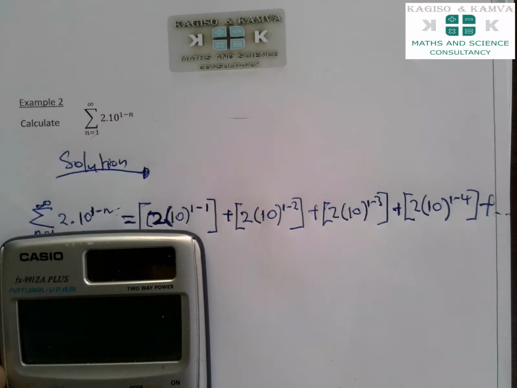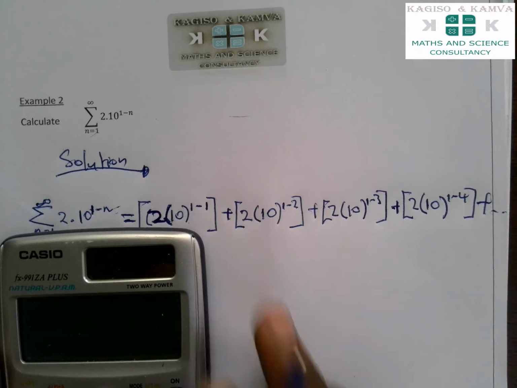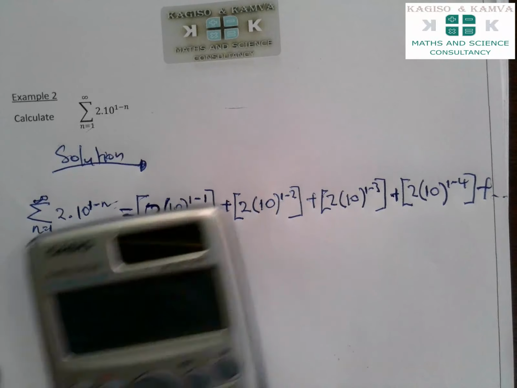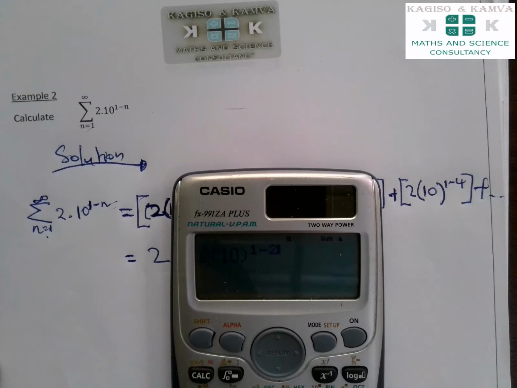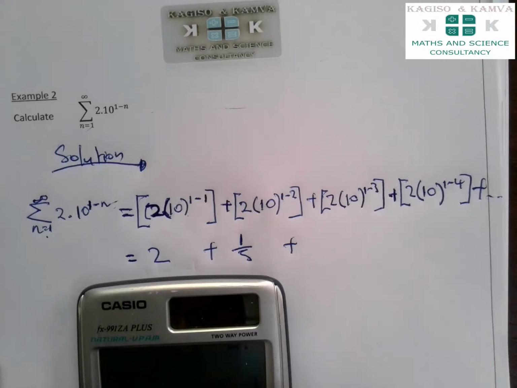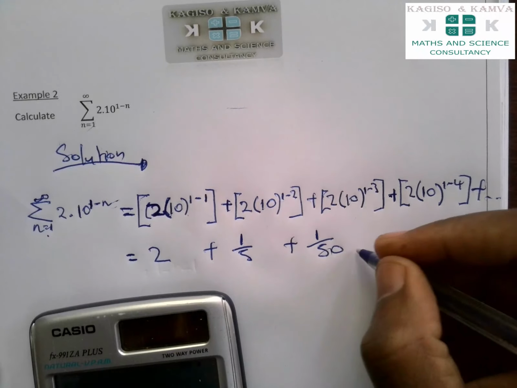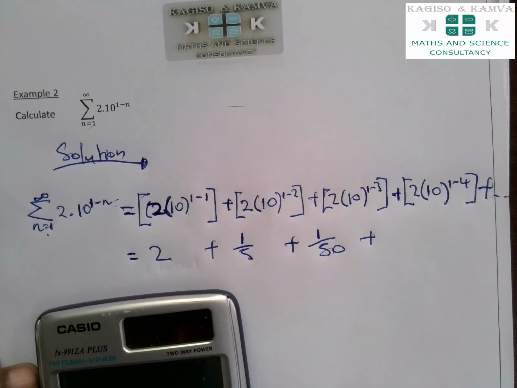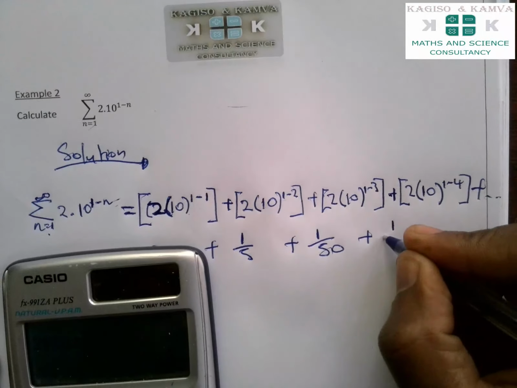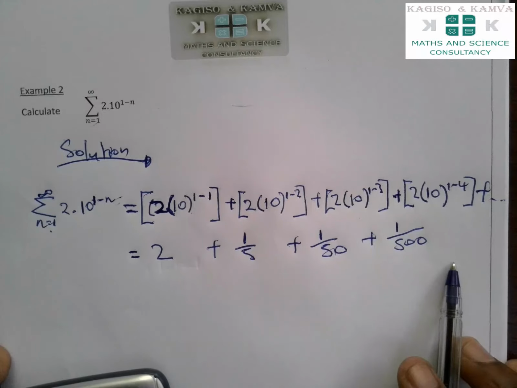This is how our series is going to look. This is 2 times 10 to the exponent 1 minus 1, so we have 2 there, plus 1 over 5, plus 1 over 50, plus 1 over 500. This is how our series looks.